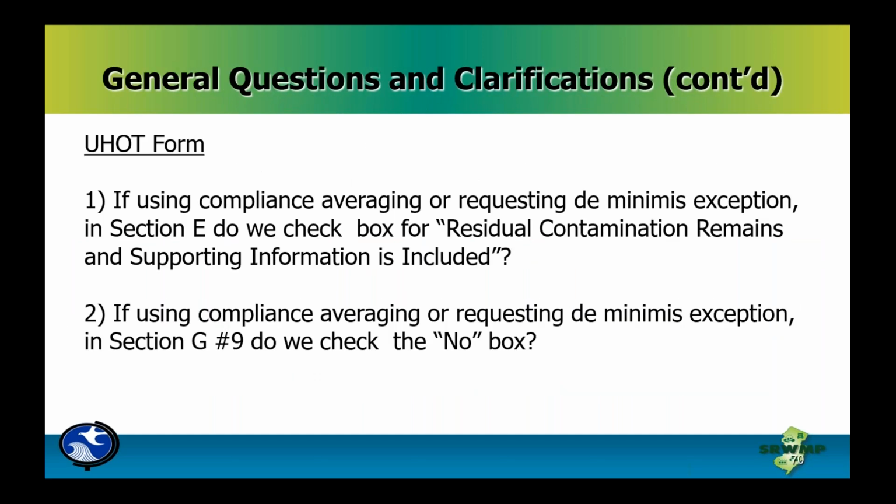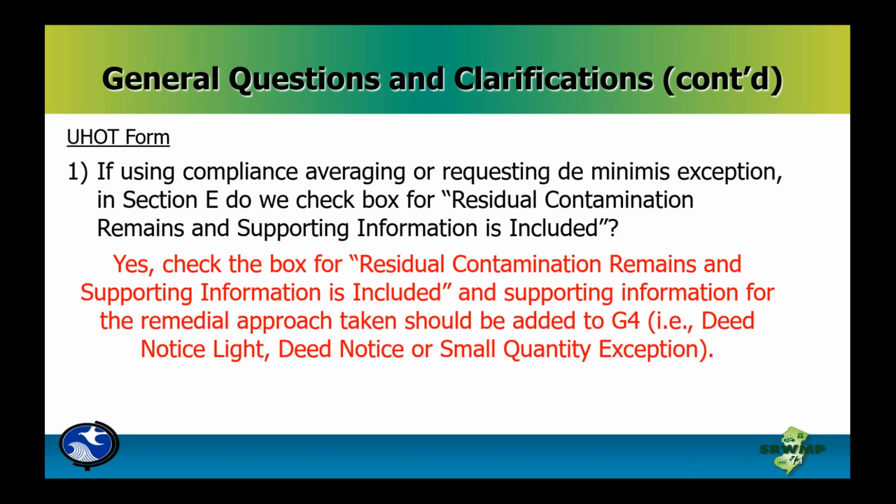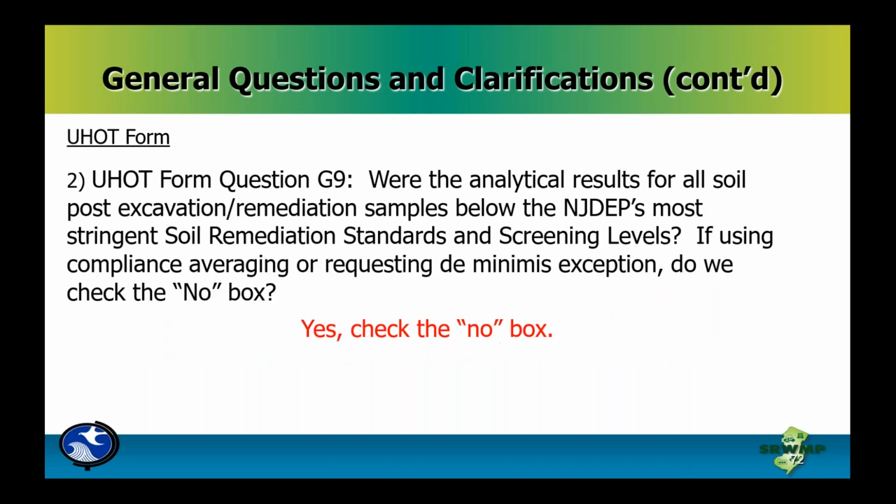This goes into some of the stuff with either the small quantity exception or compliance averaging. In section E, there are the conditions that exist, and it says residual contamination remains and supporting information is included. Do we need to check that box? And G9 asks, do all our samples meet requirements? On question 1, we check the box for residual contamination remains, and explain that in the RAR. On number 2, we would check the no box, and again explain in the RAR that one of our samples was not underneath the standard, but it has been essentially averaged away.